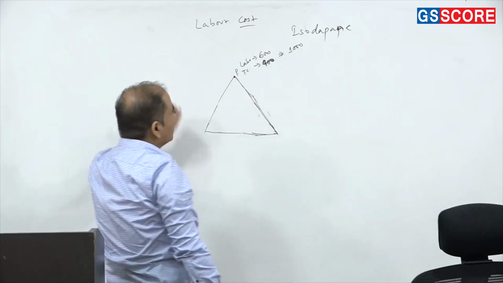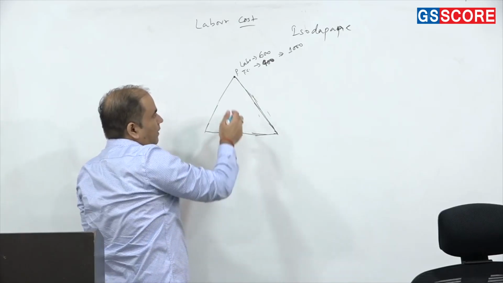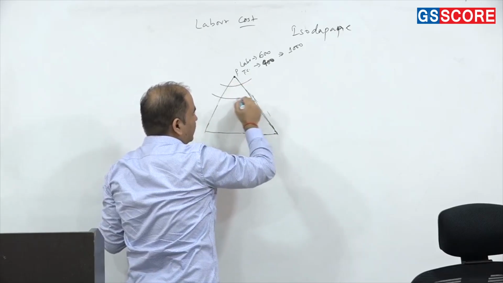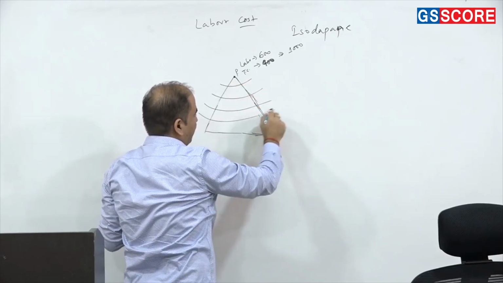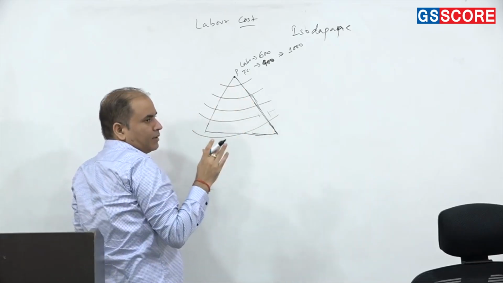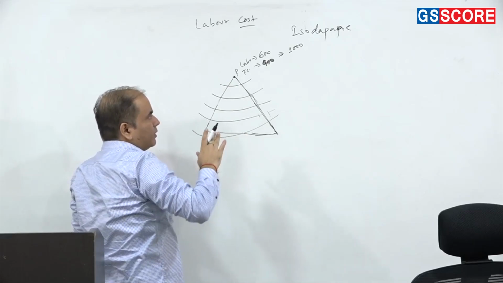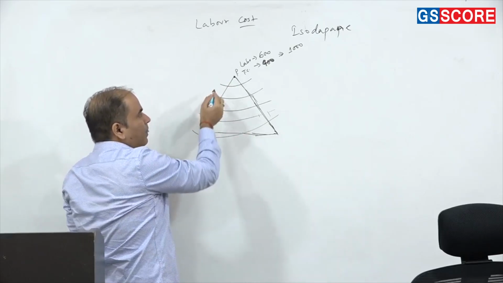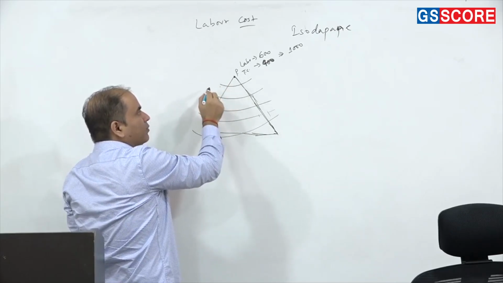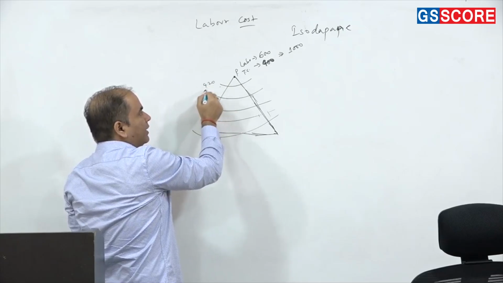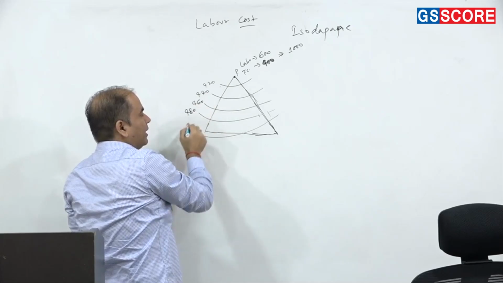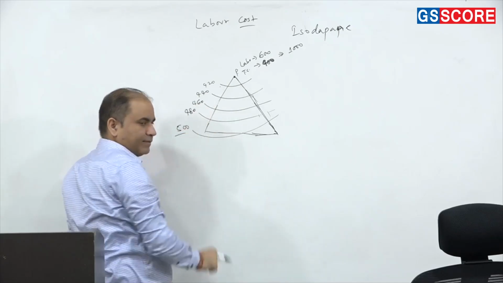Now, Weber identified this isodepane. Let us say this is the isodepane in terms of cost contour, that is your transportation cost as well as labor cost. Here the transportation cost is increasing 20 rupees each. So here you will have 420, here 440, here 460, here 480, here 500.